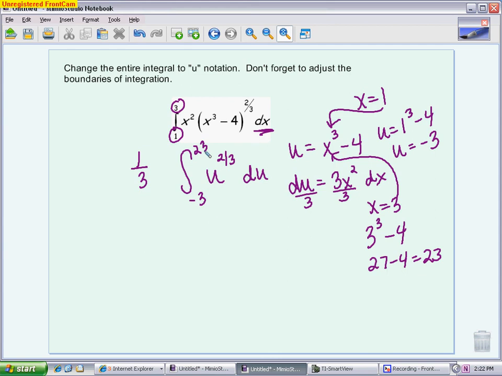So what you see in these two problems side by side are different ways to do what's called complete u substitution. The first one is trying to find a way to rewrite that extra variable, and this one is trying to find a way to change your boundaries so that everything is truly in u.